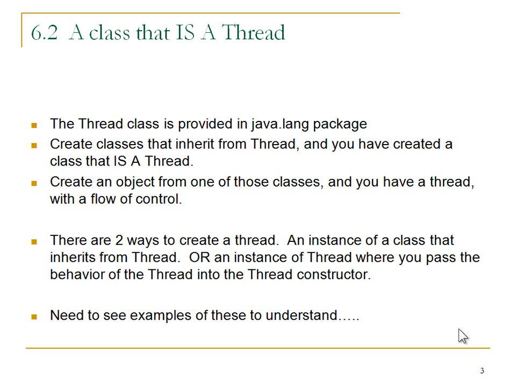When you have a class that has a main method in it, we easily understand that that's the beginning of a flow of control. And a thread, or something that is a thread, has a run method in it, and that's kind of the equivalent of the main method. So this is one way of making a thread: you can inherit from the Thread class. And the other way is to create an instance of the Thread class and pass in the behavior that you want the thread to have.